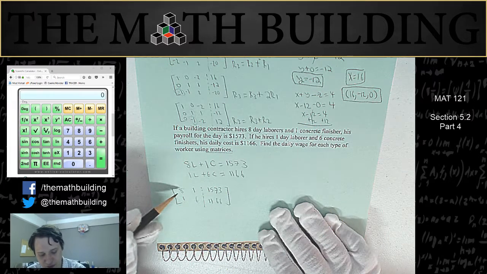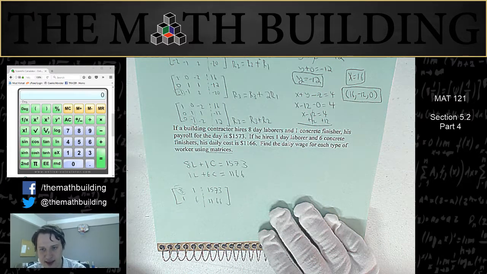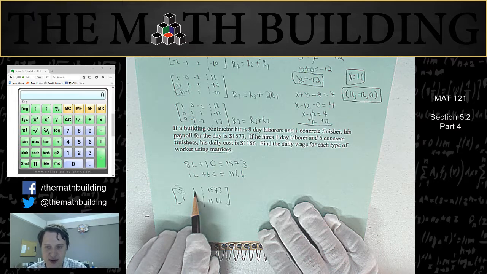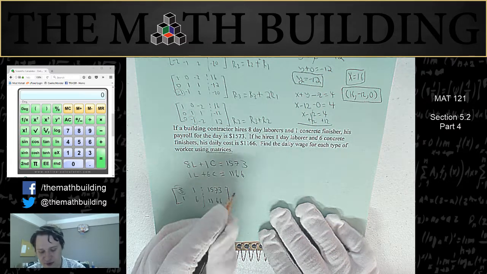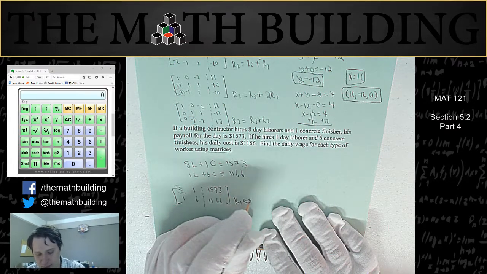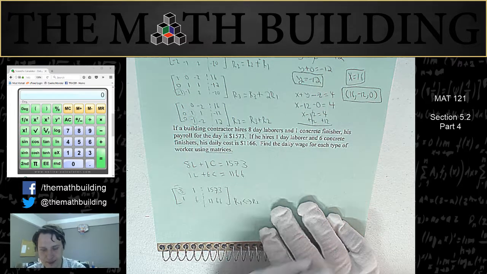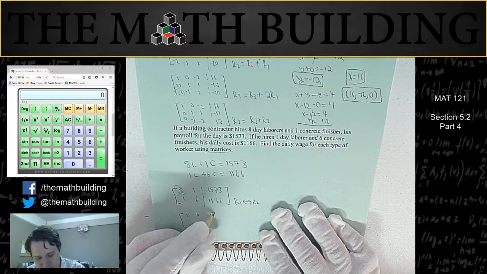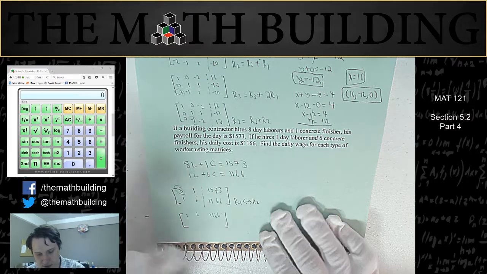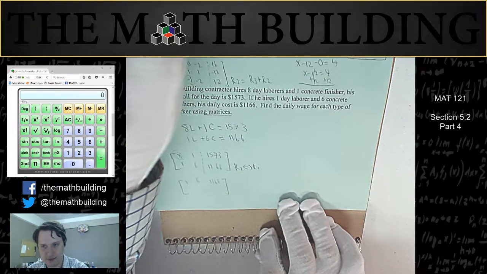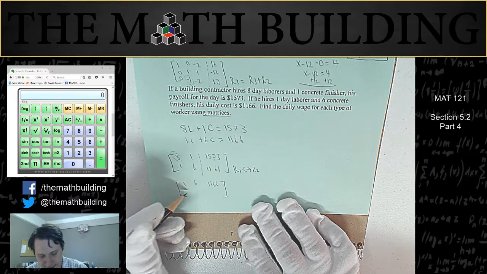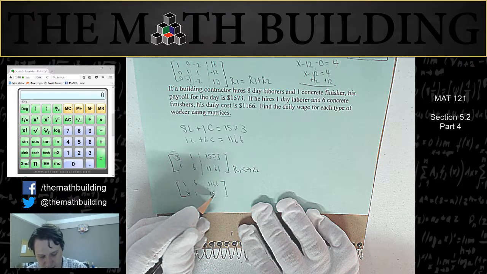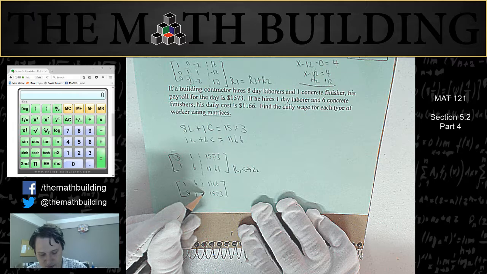So the first order of business is to get this to be a 1. And I don't want to divide by 8 because then I get a fraction right here. So let's do something easier. Let's just flip row 1 and row 2. Okay? So that'll be 1, 6, 1166. Scoot this up a bit. And 8, 1, 1573. So there's the new matrix.